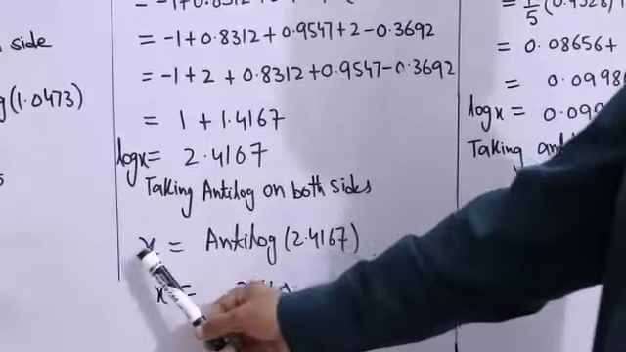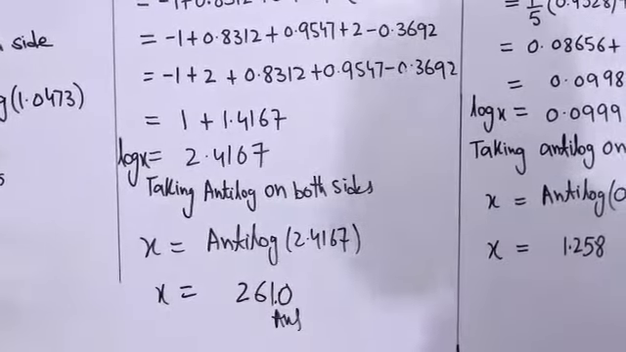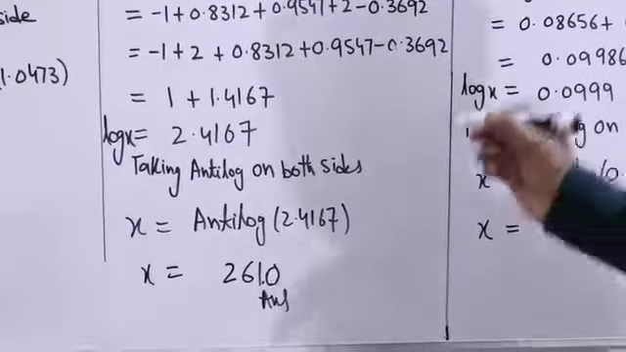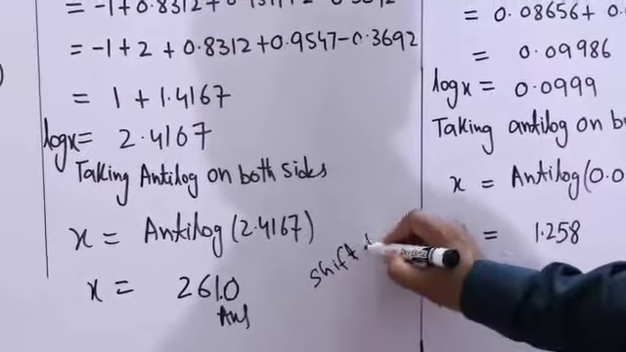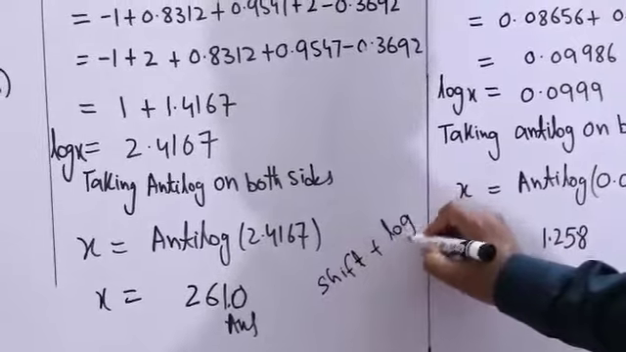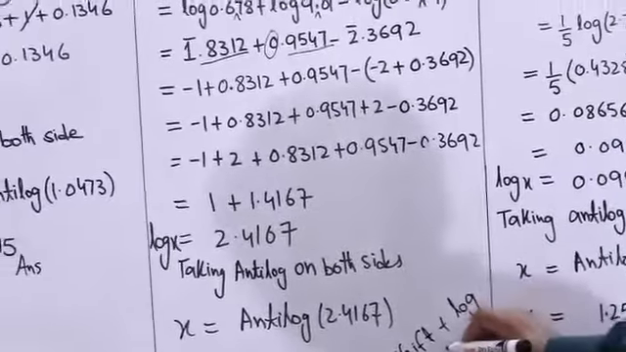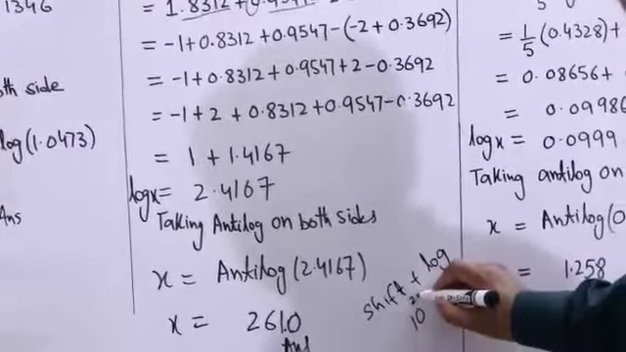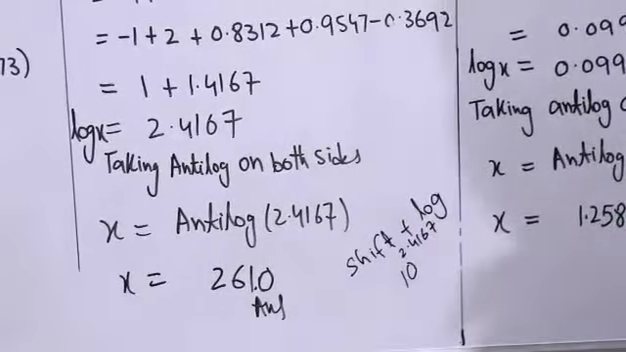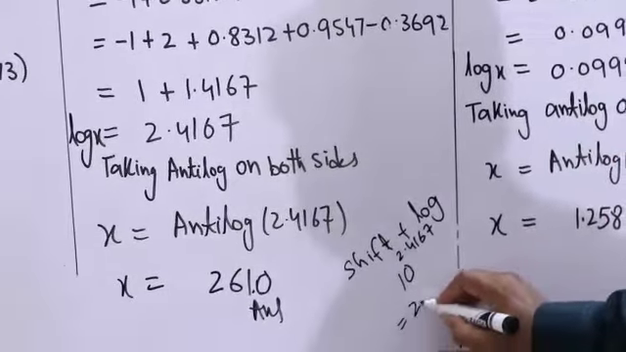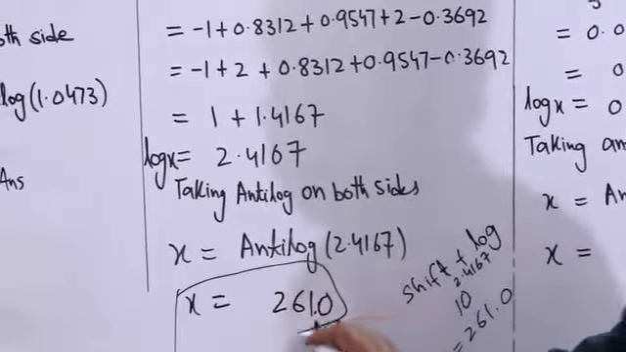So now taking anti-log on both sides, log and anti-log cancel each other. You have x here, and now the anti-log of this. You have to use shift and then press log. This will show 10, and you have to write then 2.4167. So this is the anti-log of this number. You will find that this is 261.0. So that will be our solution.